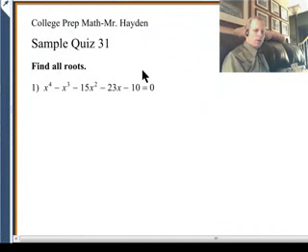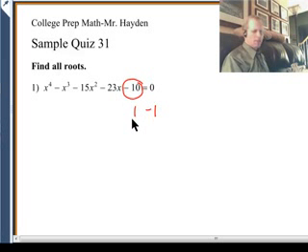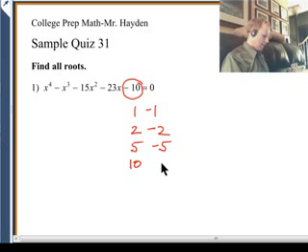Okay, the first step when you're trying to solve a polynomial equation of degree 4 is you want to look at what the constant is and list all of the possible factors of that number. So here we have negative 10. So the possible factors are 1 and negative 1, 2 and negative 2, 5, negative 5, and 10 and negative 10.